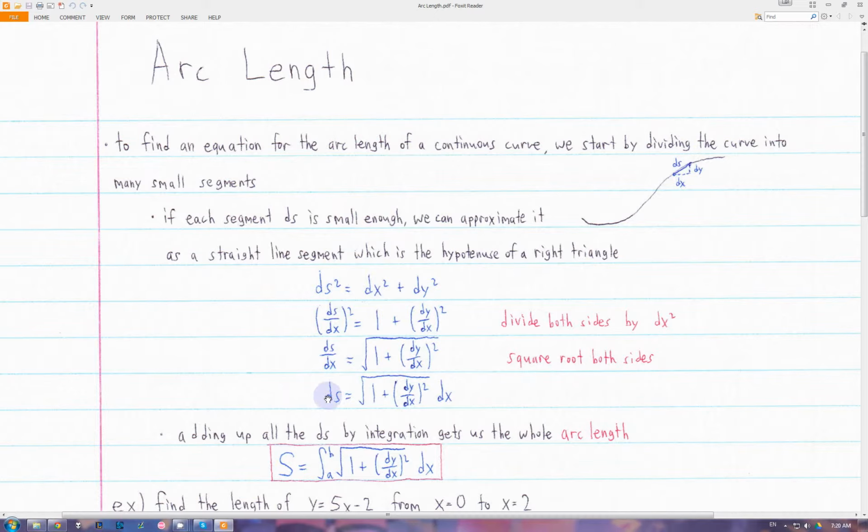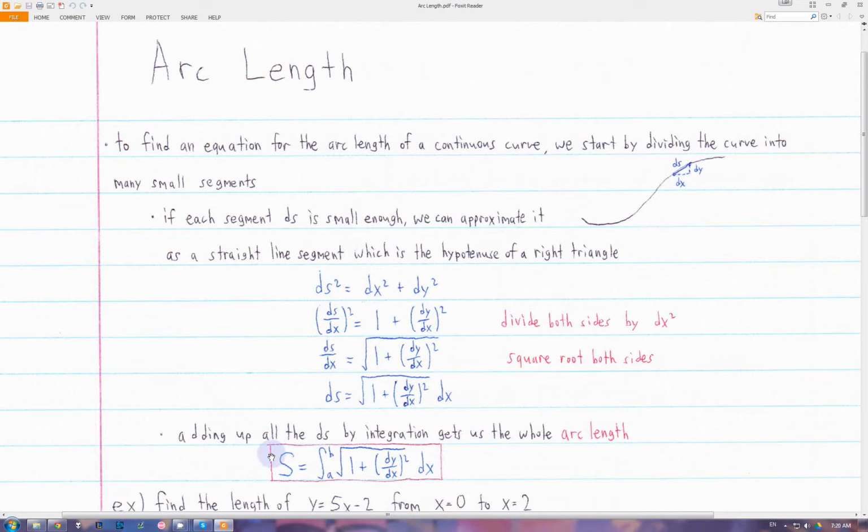that just means add up all the ds, add up all the lengths of the small segments of this arc. So if we add up all of the lengths, then we just get the length of the whole arc, which is what we're looking for. So all we have to do is integrate both sides of this expression.